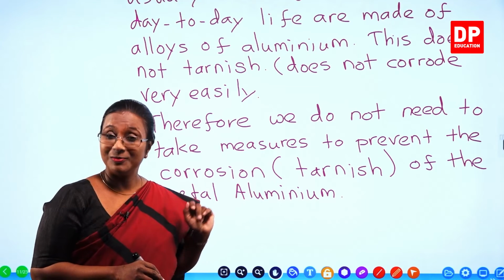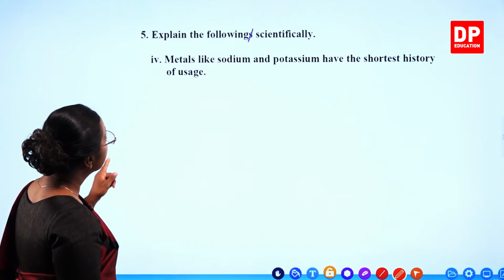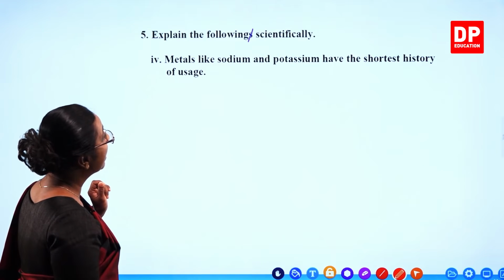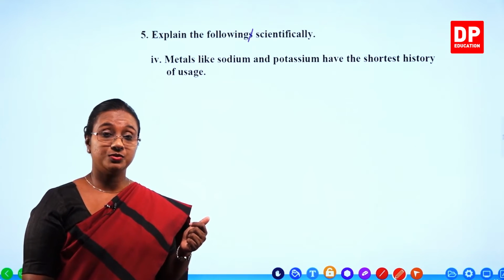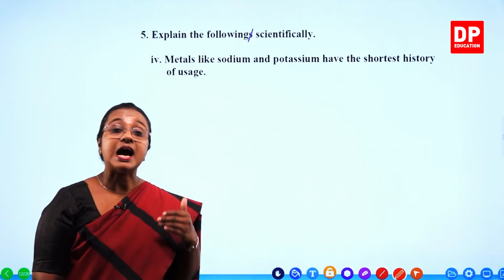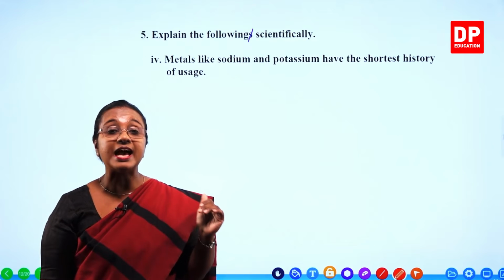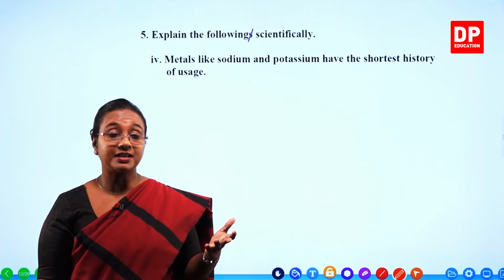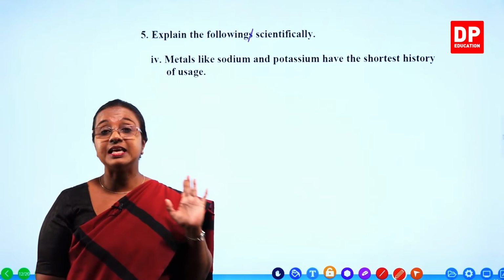So, then we will move on to the next question. Explain the following scientifically. So, this is again explain it scientifically. The fourth one, metals like sodium and potassium have the shortest history of usage. Why shortest history of usage? Because they are highly reactive. Potassium, sodium, the first two elements of the activity series. Highest reactivity. So, because of that, they don't exist as metals in nature.